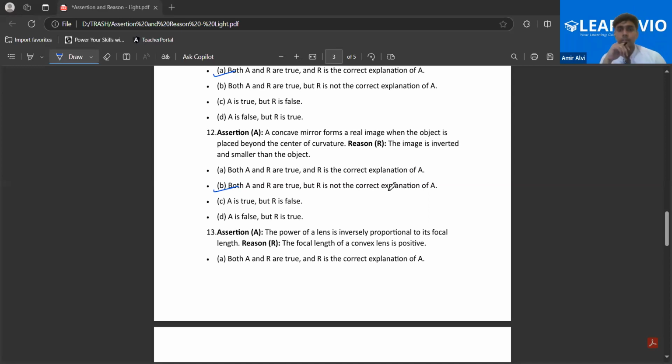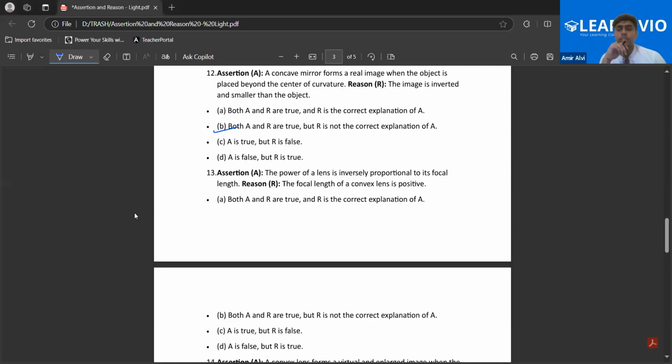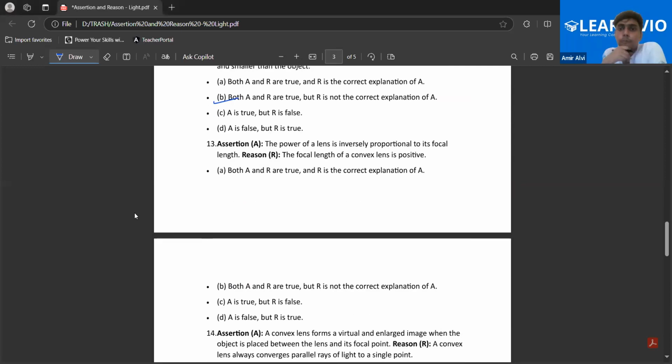Clear. Next one. The power of a lens is inversely proportional to its focal length. The focal length of a convex lens is positive. Fast. That's very simple.